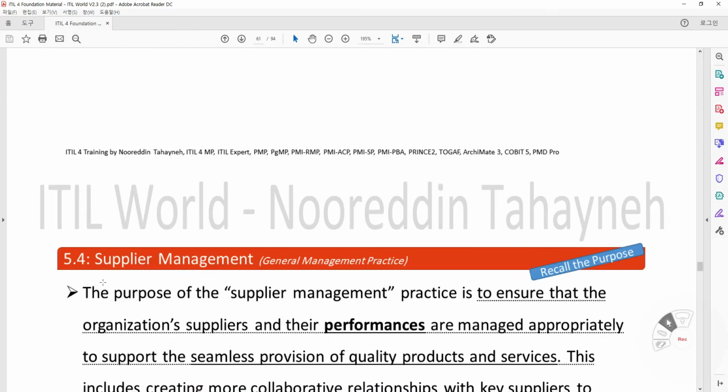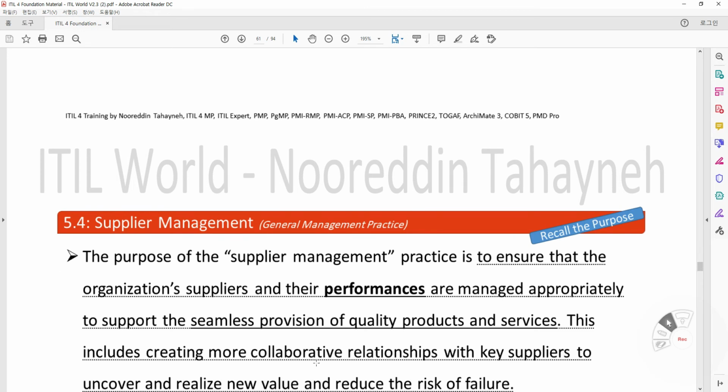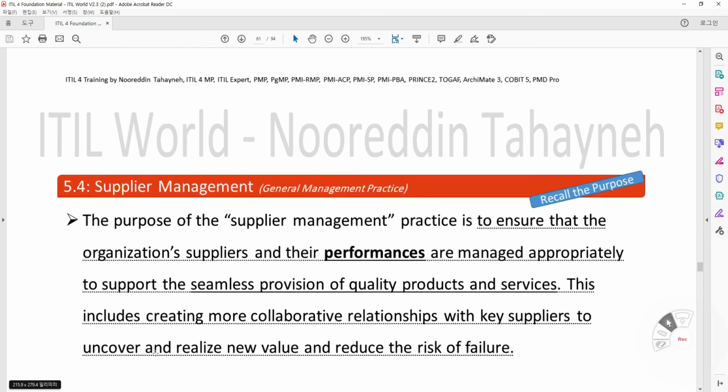Supplier management. The purpose of the supplier management practice is to ensure that the organization's suppliers and their performances are managed appropriately to support the seamless provision of quality products and services. This includes creating more collaborative relationships with key suppliers to uncover and realize new value and reduce the risk of failure.